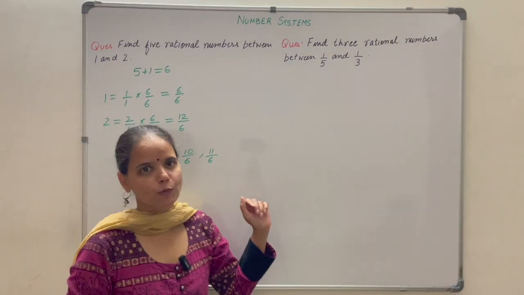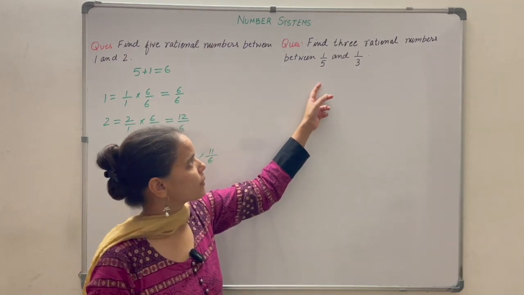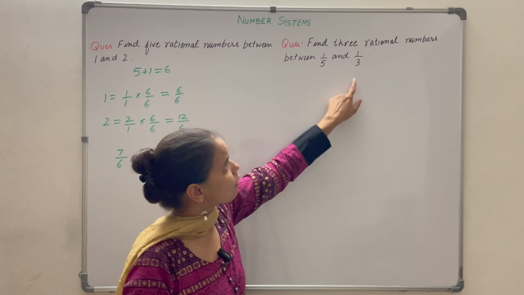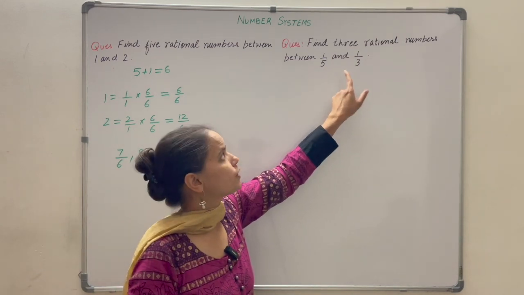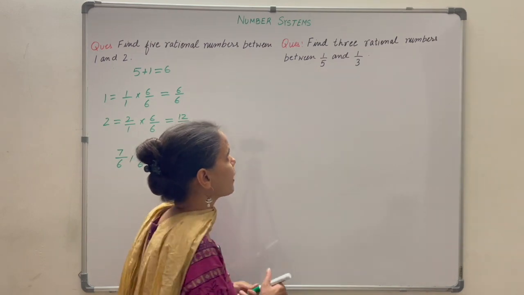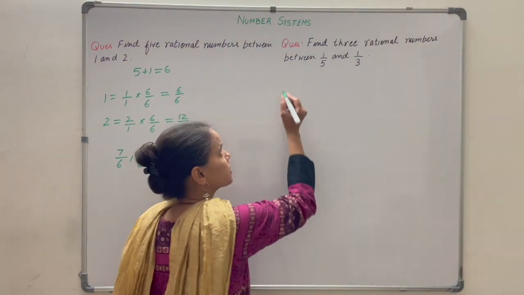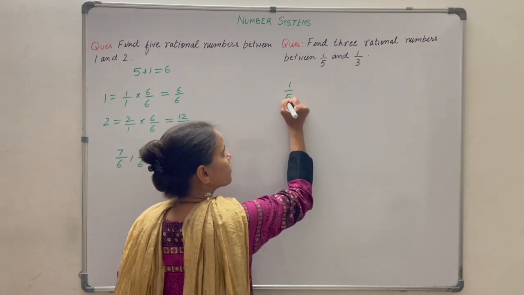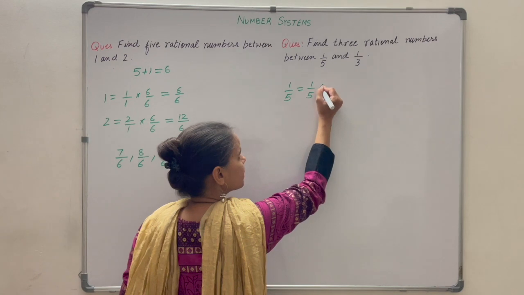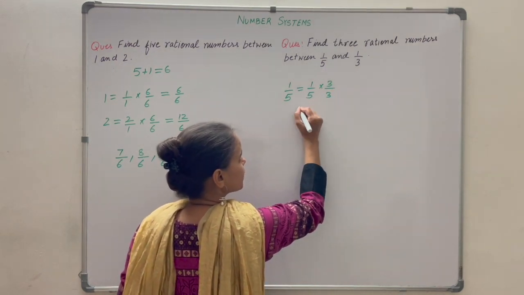Now let us take one more question here. Find 3 rational numbers between 1 by 5 and 1 by 3. So here you can see the denominators are different. So first you need to make the denominators same. So 1 by 5, what is the LCM for 5 and 3? It is 15. So 1 by 5, I am going to multiply here both numerator and denominator by 3 because LCM is 15. So what do you get here?